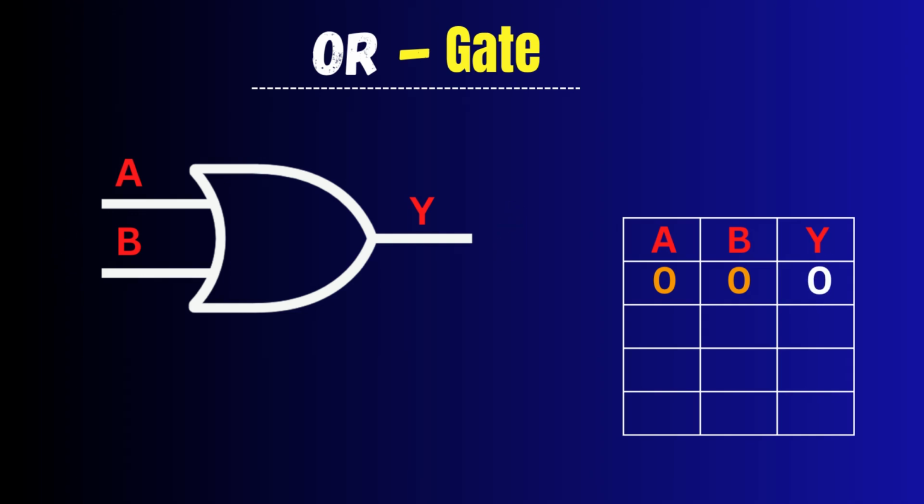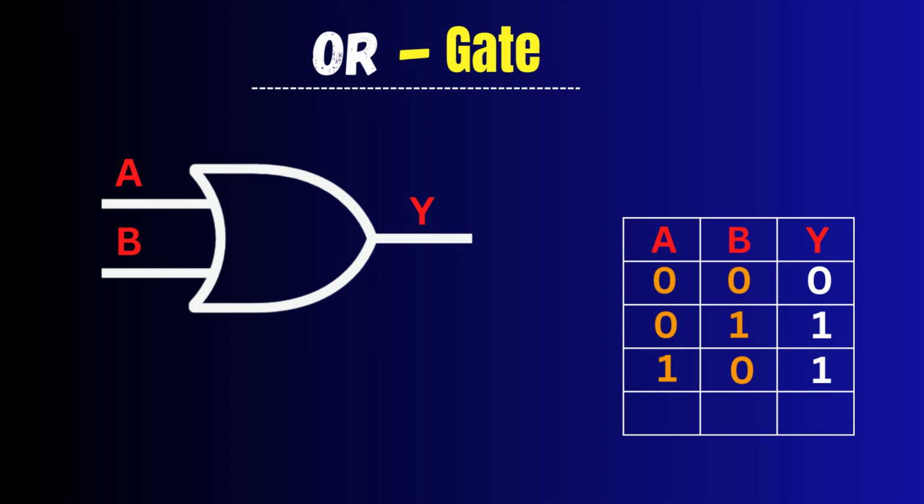Here, the two inputs are 0 and 1. Since one input is high, the output would be 1. Here, the two inputs are 1 and 0. Since one input is high, that's why the output would be 1.